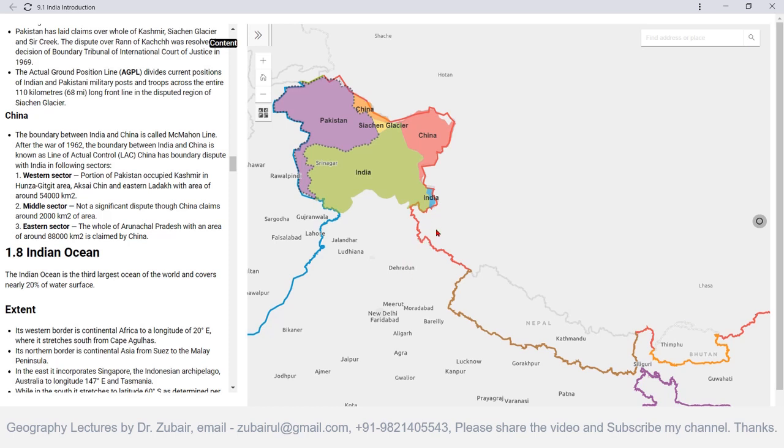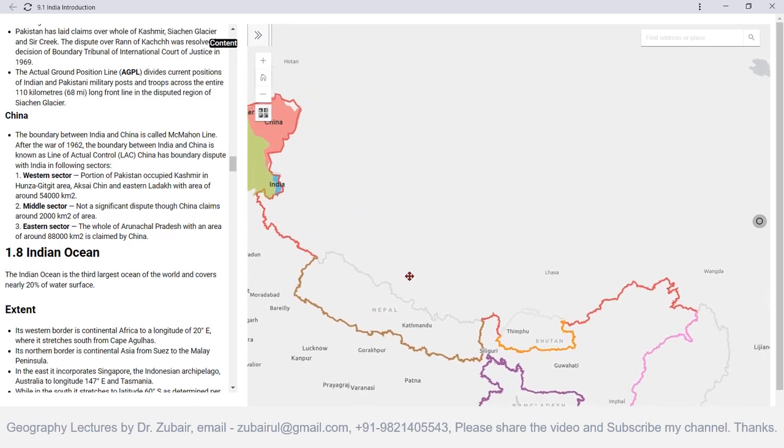In the middle sector, not much area is disputed, but on the eastern side, you can see China is claiming the whole of Arunachal Pradesh with an area of 88,000 square kilometers.